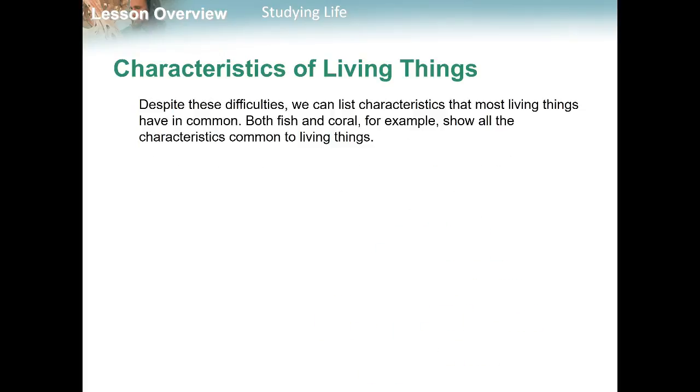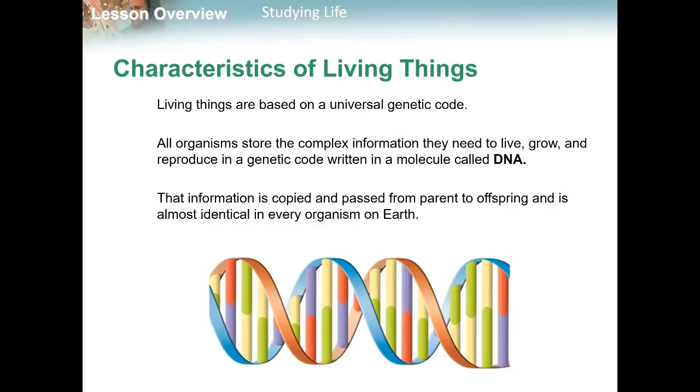So despite these difficulties, we can list characteristics that most living things have in common. Both fish and coral, for example, show all of the characteristics common to living things. And I know you don't think coral is living because it's hard as a rock, but it is living, and we're going to look at these characteristics. One of the very first things that I've already said is living things are based on a universal genetic code, and that genetic code is written in a chemical molecule called DNA.